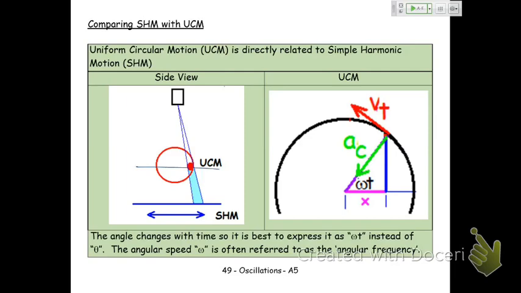All I've got to do is imagine a position, a tangential velocity, and a centripetal acceleration. The x component of my position is my position for the simple harmonic motion. The x component of my tangential velocity is the velocity of my oscillator. The x component of my acceleration is the acceleration for my oscillator. It's beautiful. It works so nicely.